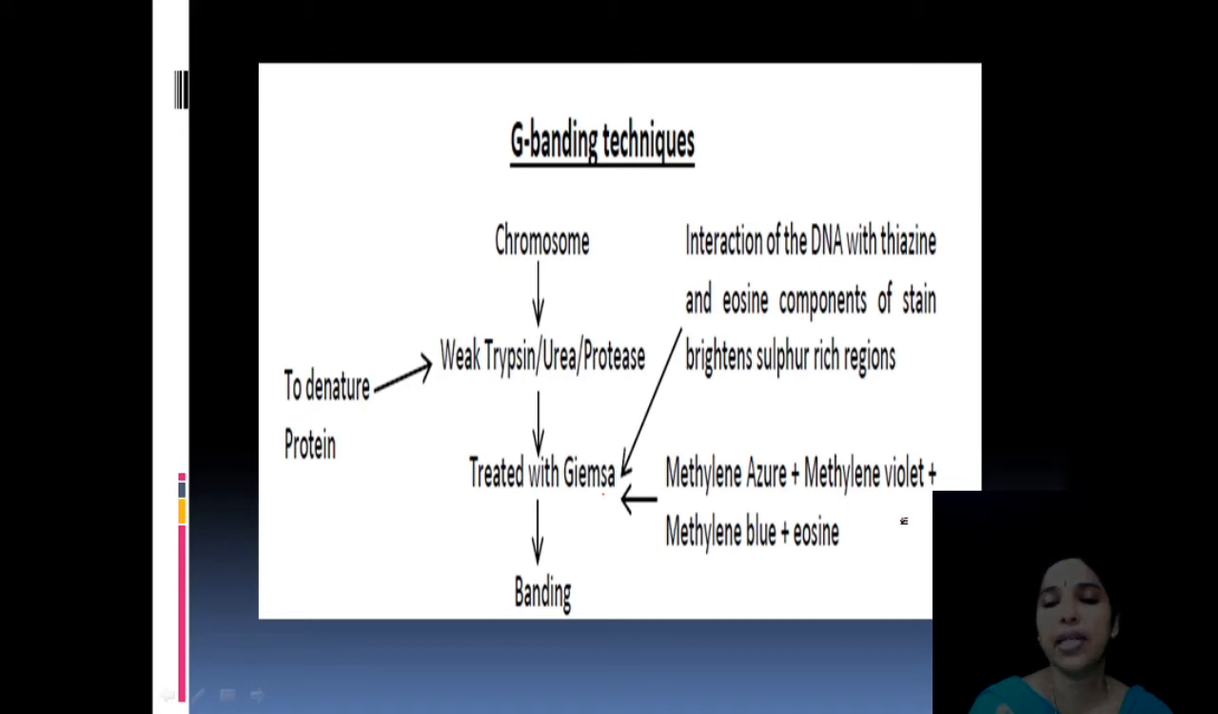Then methylene azure and methylene violet or methylene blue or eosin are all present in the stain. Then you will observe this differential in the heterochromatic and euchromatic regions. One is the darker region, AT rich, and the other the lighter region, GC rich. Okay, I hope you understood the G banding technique.